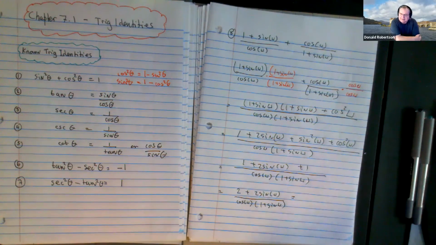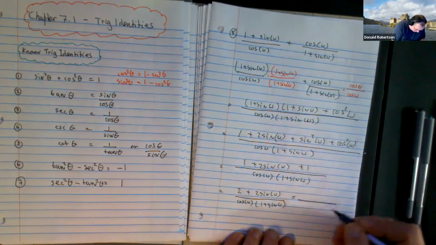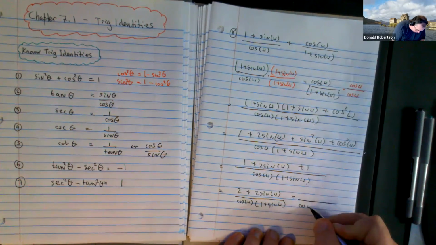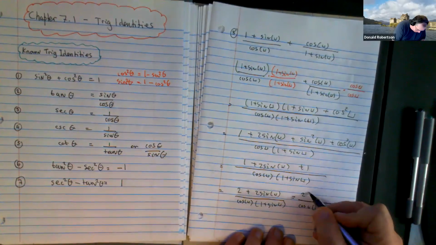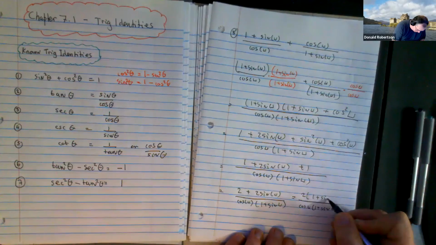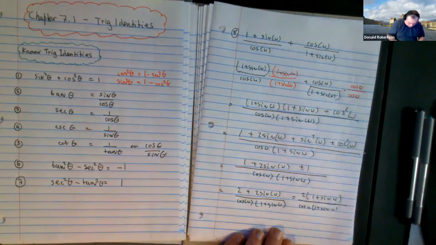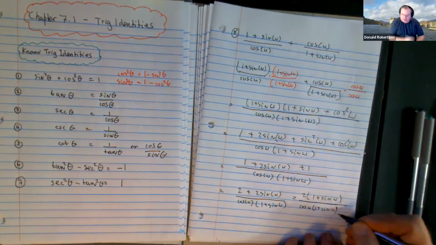Keep trying. Is there anything else I can do to the top that might help us get somewhere? 2 plus 2 sine u. Anything you can think of. Could you factor out the 2? Yeah, doesn't seem like it's much good until you do it. Oh, would you look at what just happened?